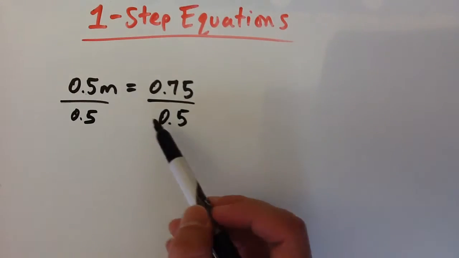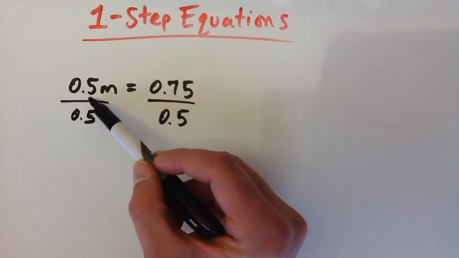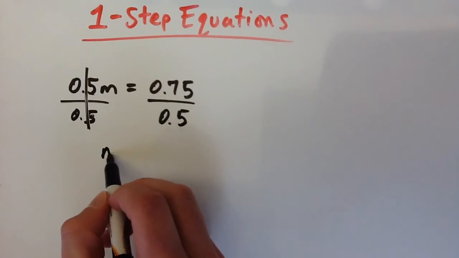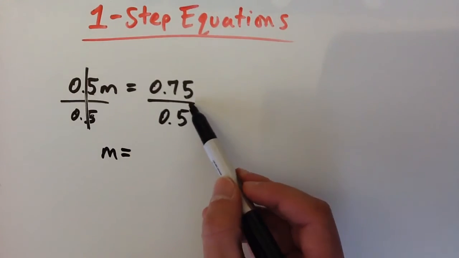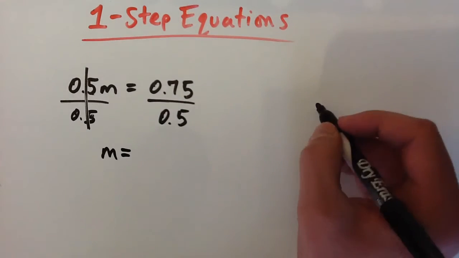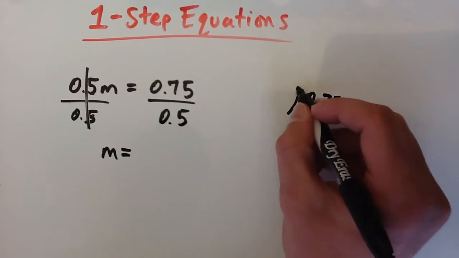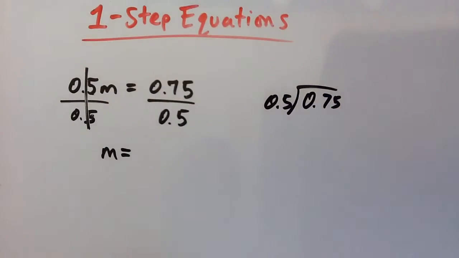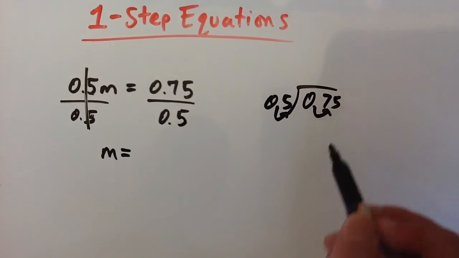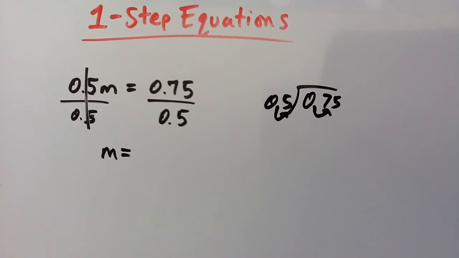Now when I divide 0.5 on both sides, these 0.5s will simplify because they will become 1, right? 0.5 divided by 0.5, that's 1 times m, which is just m. And so m is equal to these things being divided over here. And so let's set this up. I do top divided by bottom. Okay, I see that I have a decimal outside the division bracket, and so I must move it one place to the right. I move both decimal points one place to the right.